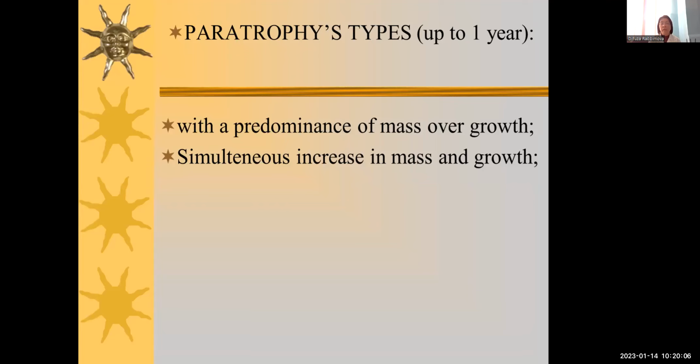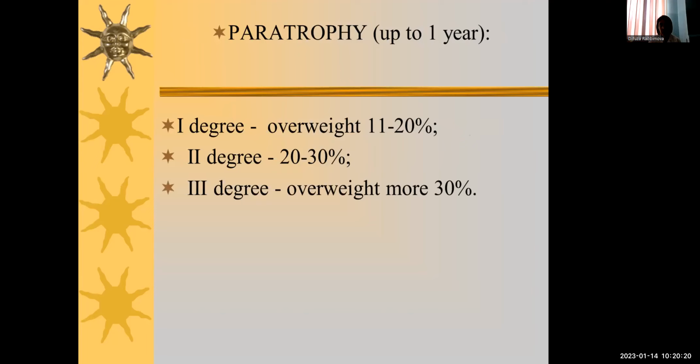Paratrophy. We have 2 types of paratrophies. Overweight up to 1 year old, with a predominance of mass overgrowth, is a simultaneous increase in mass and growth. The same percentages of overweight apply as for the degrees of hypotrophy. For example, the first degree overweight 10 to 20%. The second degree 20 to 30%. The third degree overweight more than 30%.